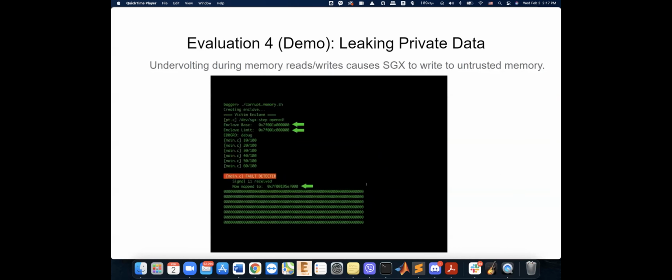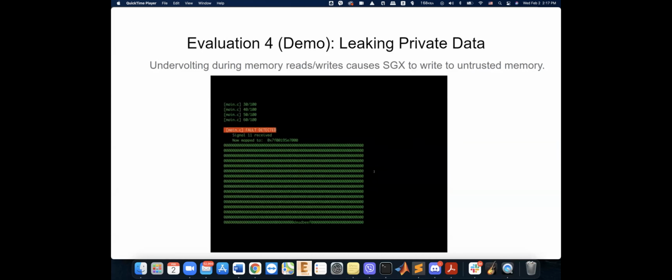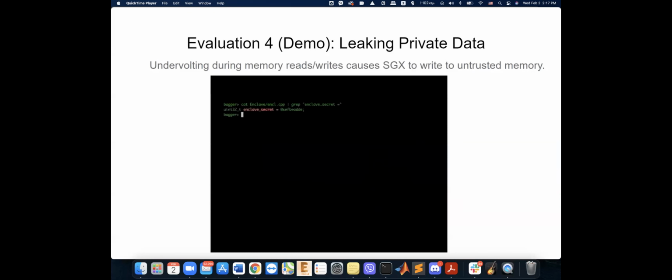Here you can see that the memory address produced is outside the enclave. Using undervolting, we were able to change a pointer address and write secret information to untrusted memory. Let's have a look at that secret information. And again, let's check the source code to prove we are correct.